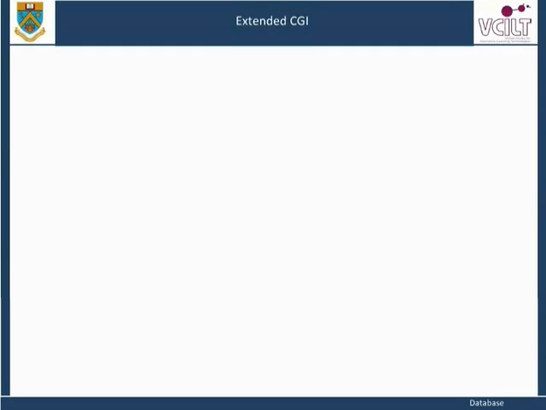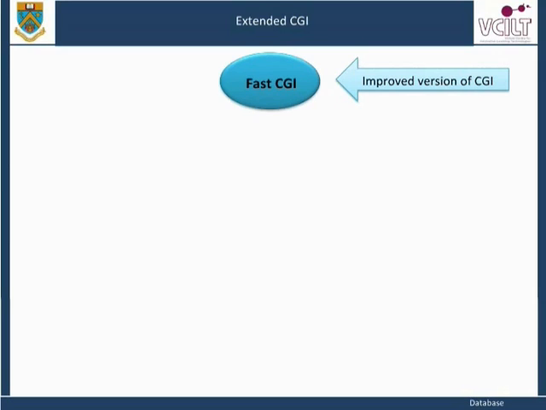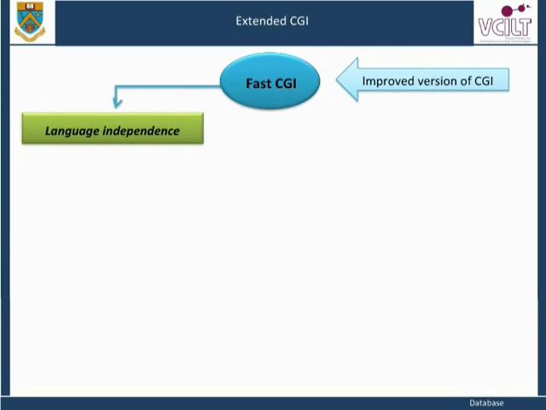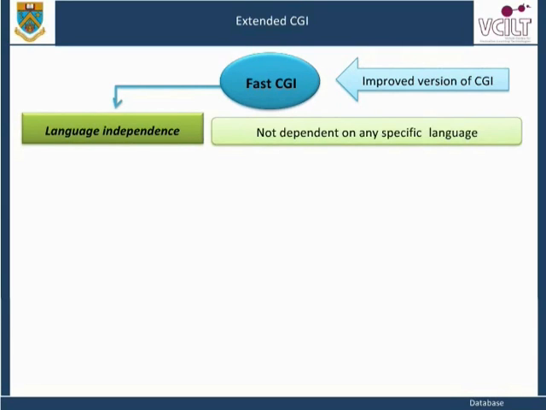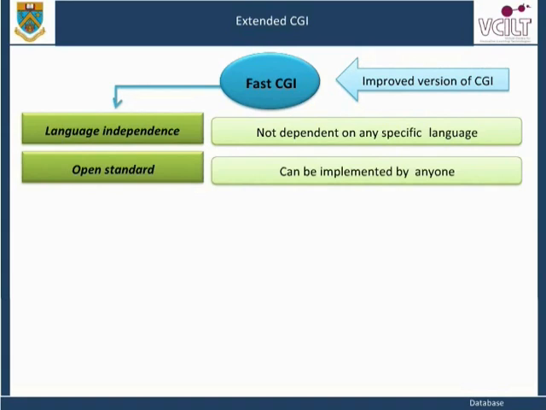Extended CGI. An improved version of CGI, called Fast CGI, has been developed by a company named Open Market. Fast CGI has the following features. Language independence. Same as CGI, Fast CGI is a protocol and not dependent on any specific language. Open standard. Like CGI, Fast CGI is positioned as an open standard. It can be implemented by anyone.